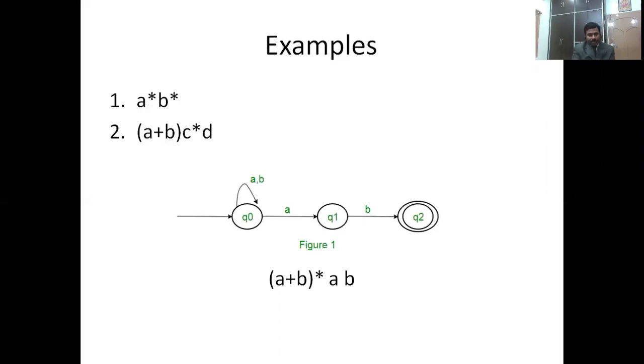For the third, you can see the diagram where Q0 is the starting state and Q2 is the final state. Q2 is accepting strings ending with AB, but you can have any number of A's or B's at the starting state Q0. So the regular expression for the above diagram is (A plus B) star AB, which is a machine that accepts strings ending with AB, with our input defined as A and B.